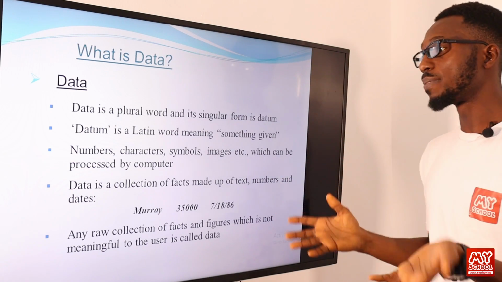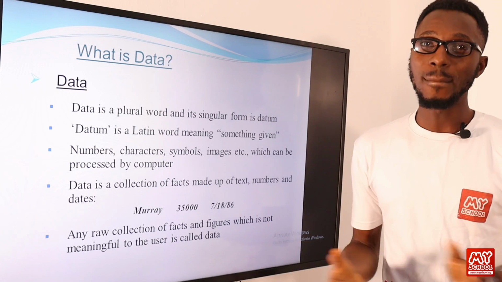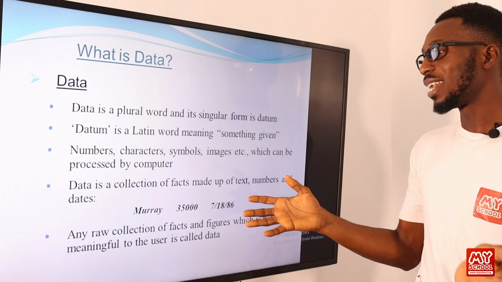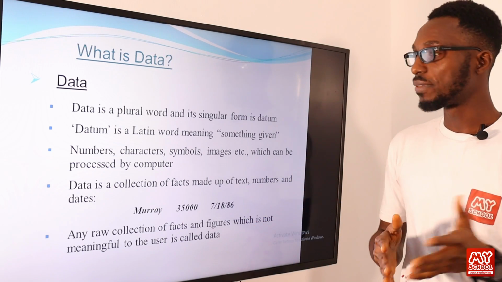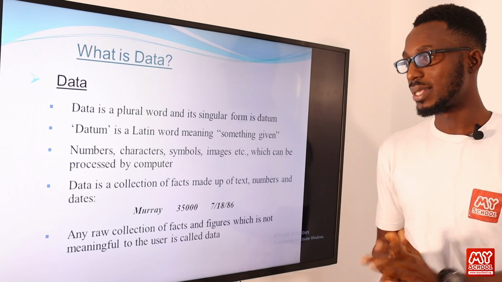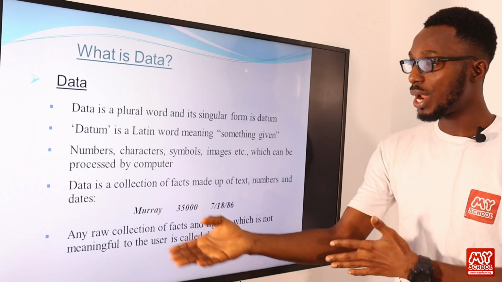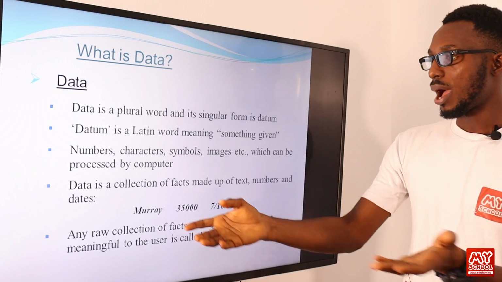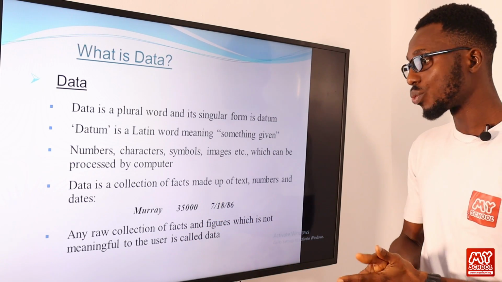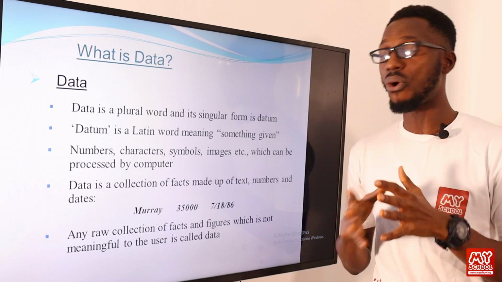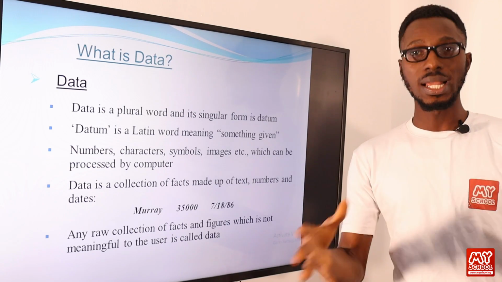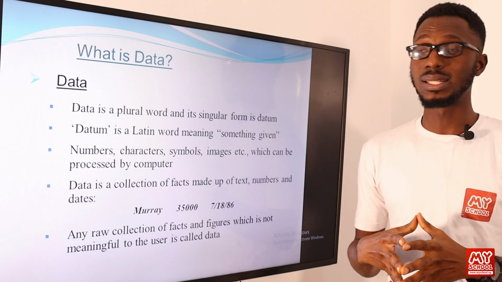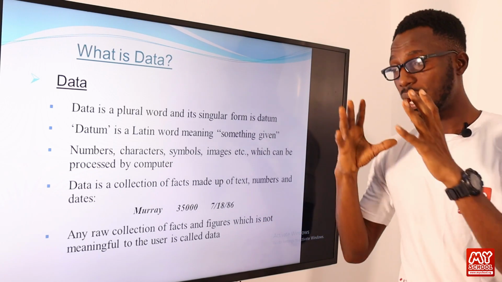Which can be processed by computer, or if you want to do it manually, depending on the size of data that you have with you. So data is basically a collection of facts that is made up of text, numbers, dates, etc. You can see examples here. We have Murray, we have 35,000, and this is a date, of course. So any raw collection of facts and figures which is not meaningful to the user is called data. It's not yet processed, it's not yet packaged. So that is data, singular datum. Move right to the next slide.